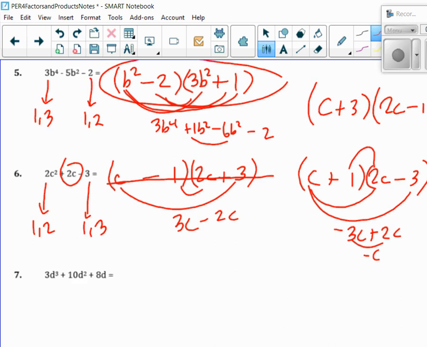Okay, let's try that again. C times 2C is 2C squared, so we're good. Outer gives us -1C. I'm going to write that down. Inner gives me +6C. So that gives me +5C. So you see, it's not going to work.